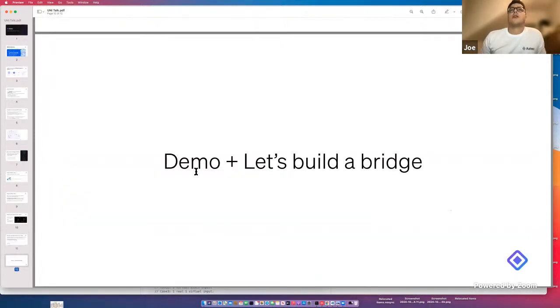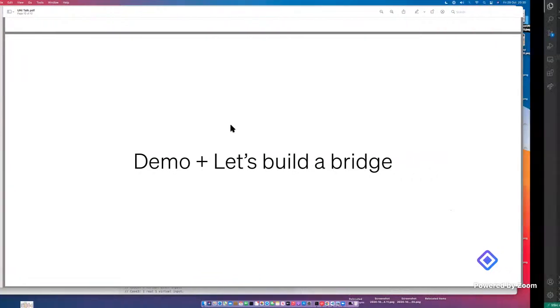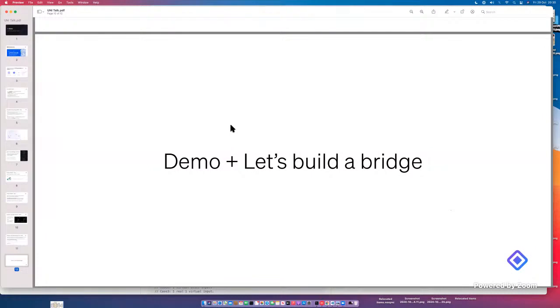How long do I have? Do I have time to go into a demo and code? I know that went on a bit longer than expected. Yeah, you can keep going. There's not another workshop right now. There is a quiz night if people want to go, but you can keep going.